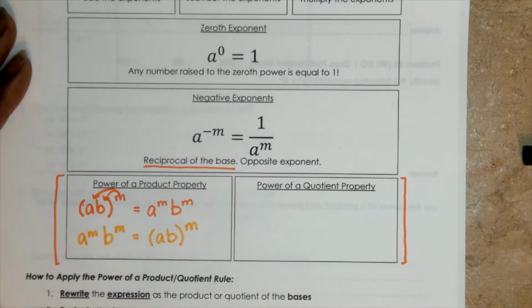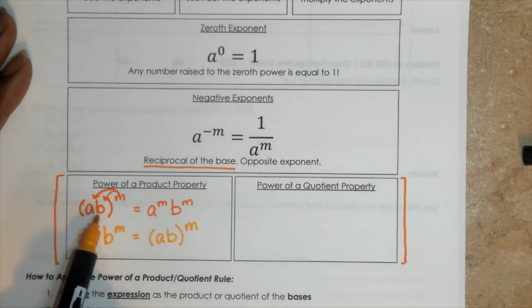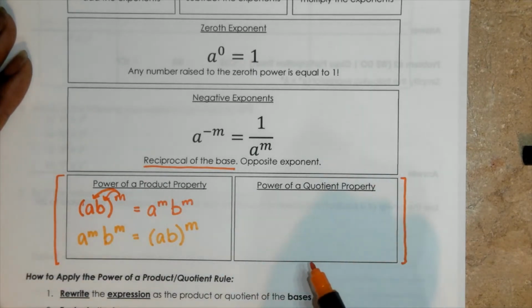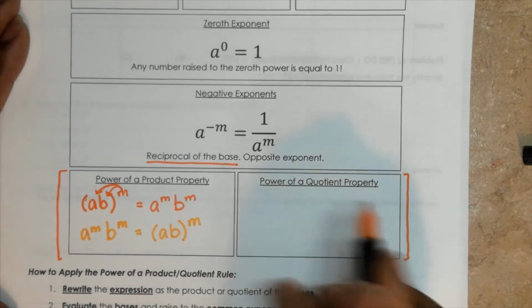Alright? What's happening here is the top is the reverse of the bottom and vice versa. And you're going to see the same exact thing when we are working with power of a quotient property. And if it's confusing now, it'll make a lot more sense once we get into the examples.